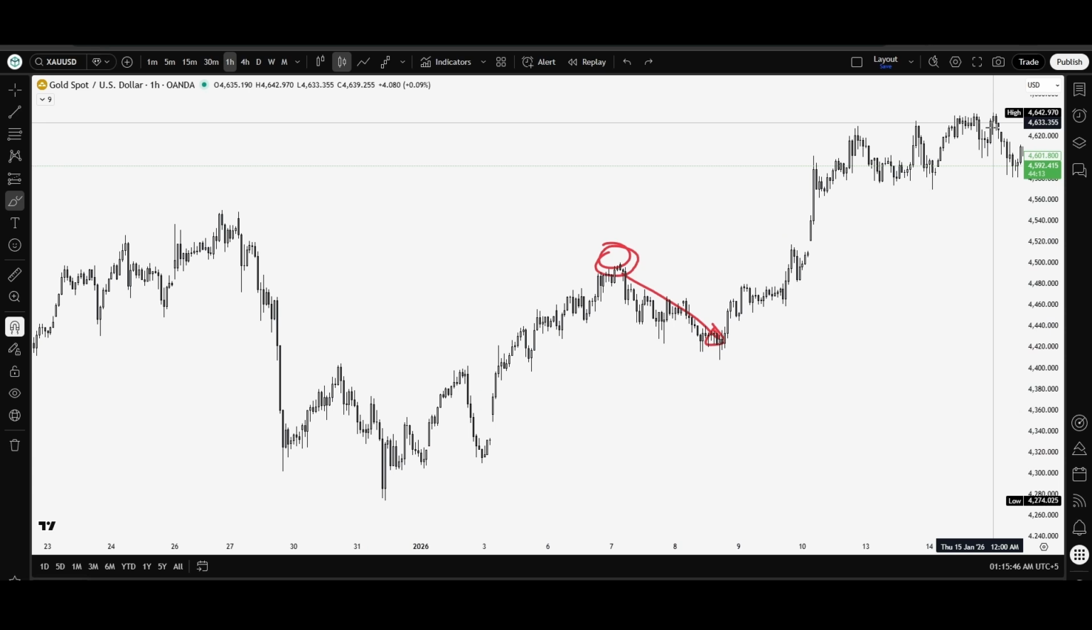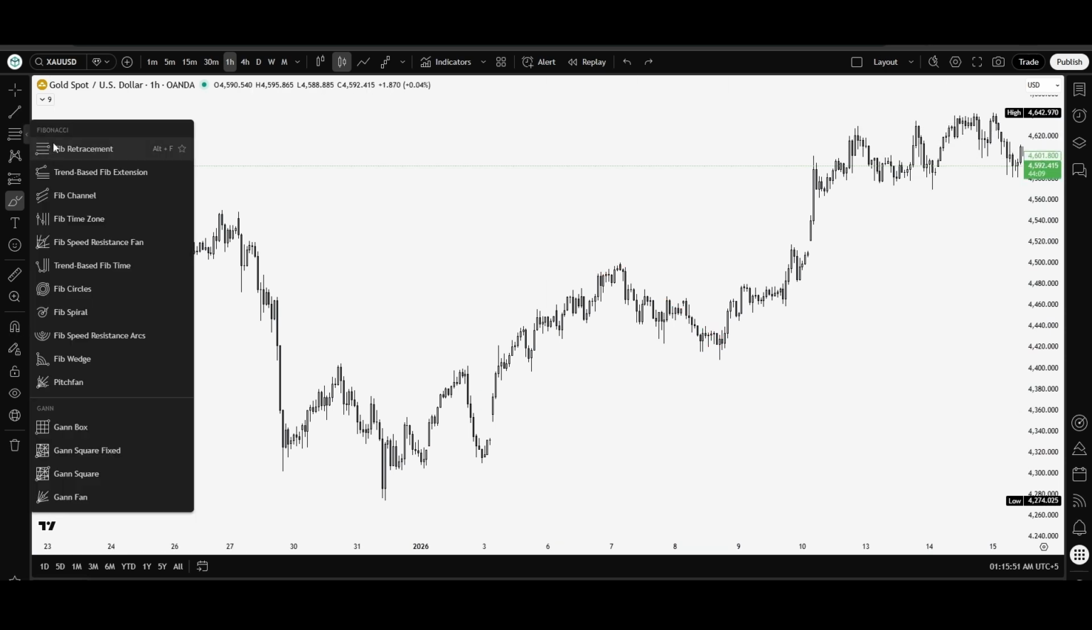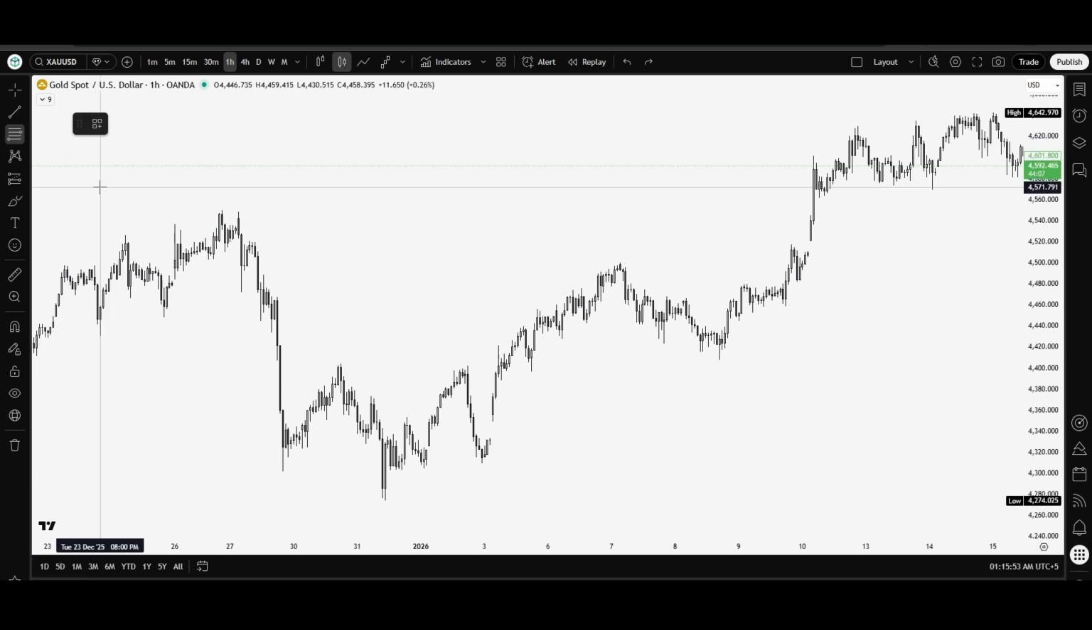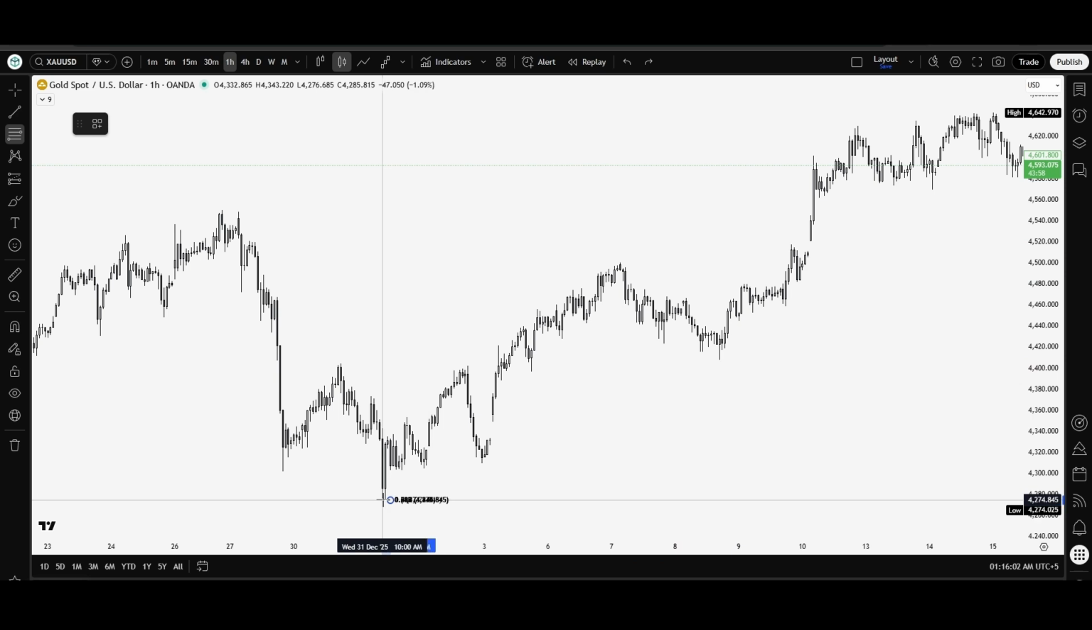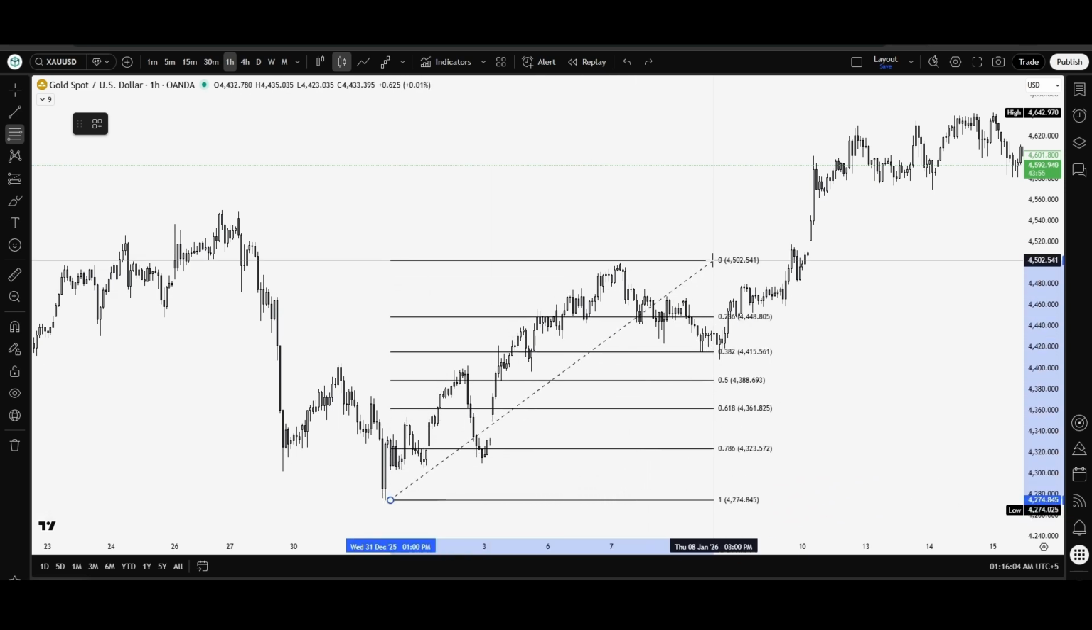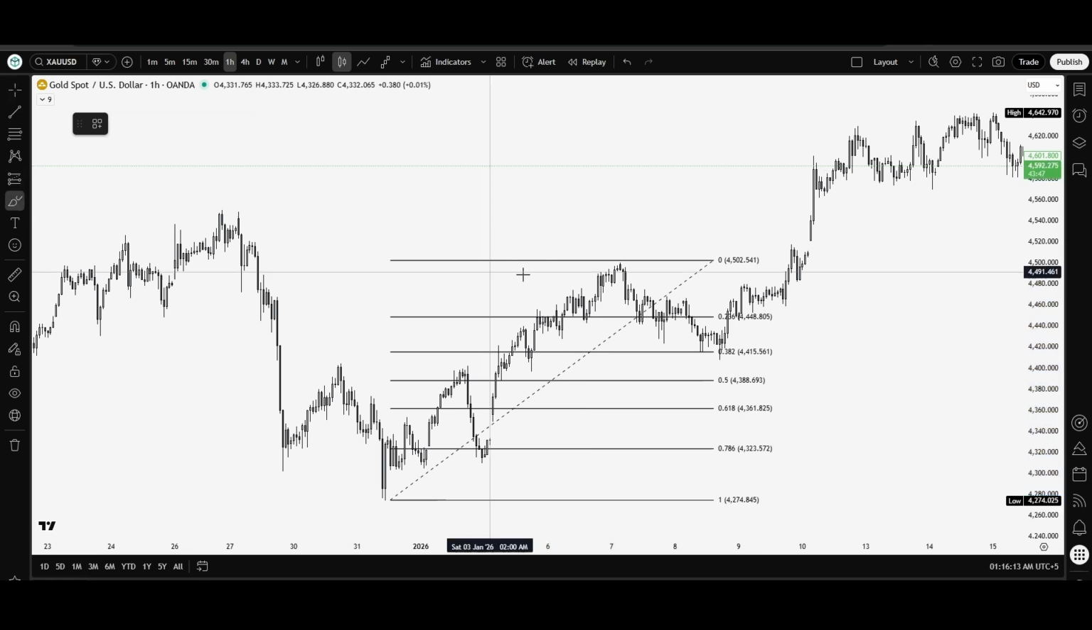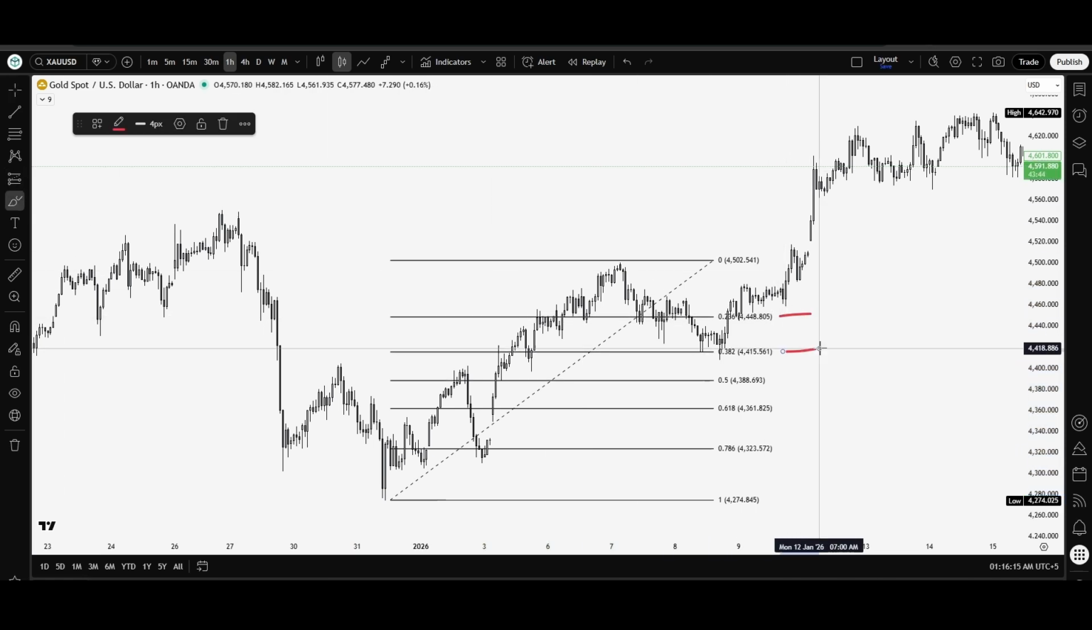So that's where the Fibonacci tool comes in. The Fibonacci tool tells you where the expected retracement can be. If we draw Fibonacci from the lower part of this trend towards the higher part of this trend, you are going to get all these dynamic support levels that indicate the price might reverse from this level, from here, or any of these levels.